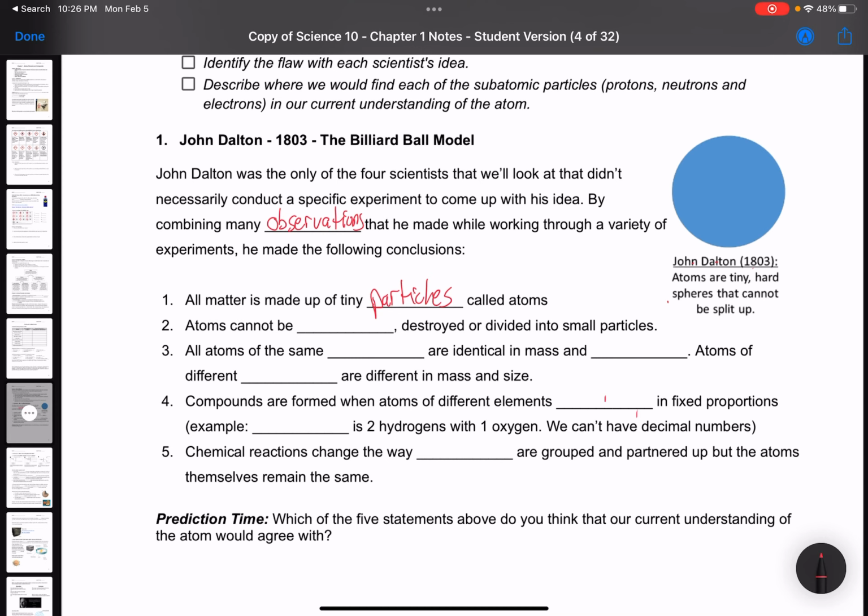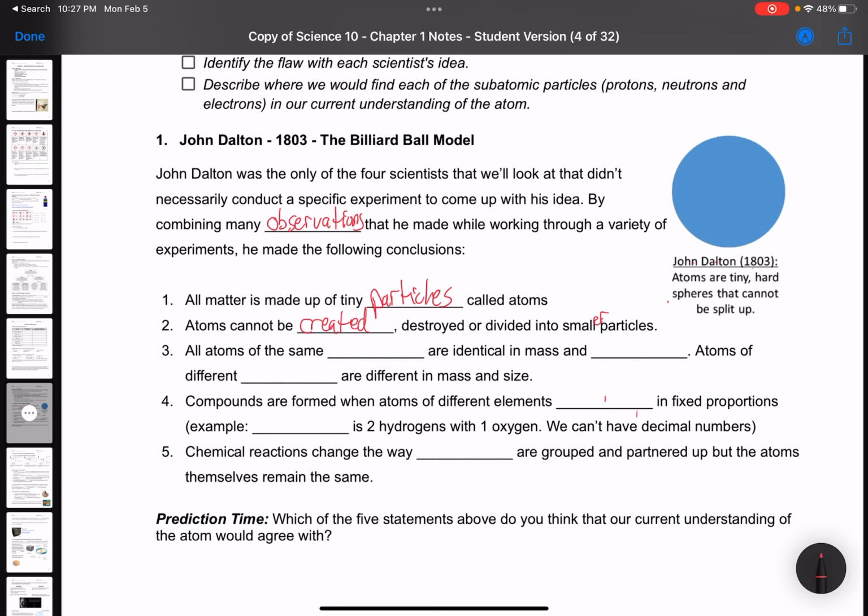He said that atoms cannot be created, destroyed, or divided into smaller particles. So he said the atom is the fundamental building block. The easiest way for us to think about this now is to think about Lego. When you have a piece of Lego, obviously you could saw it in half, but for the most part that piece of Lego is indivisible, so you can't break it up into anything smaller, but you can use it to build bigger things. That's how he would have viewed the atom at this point.